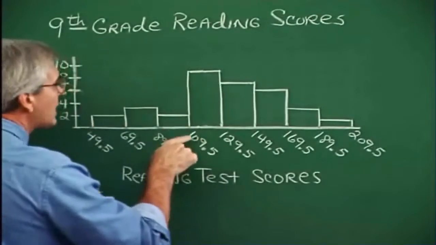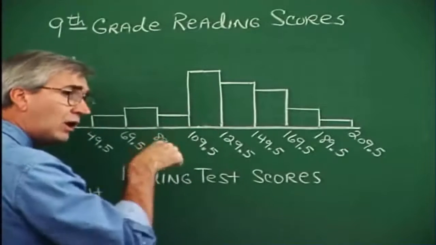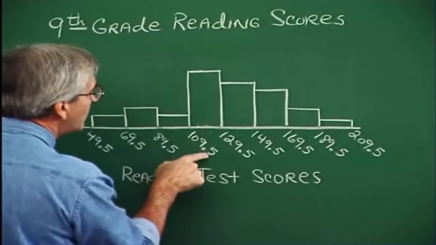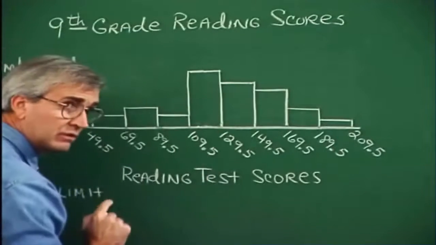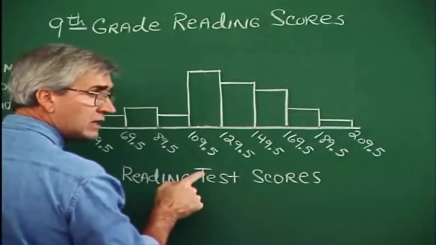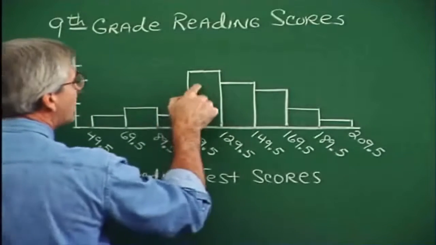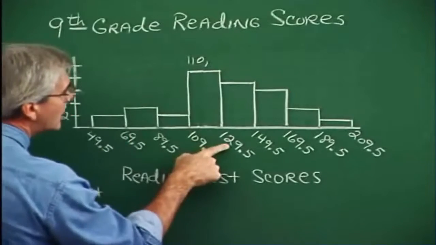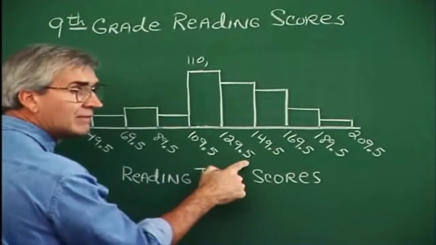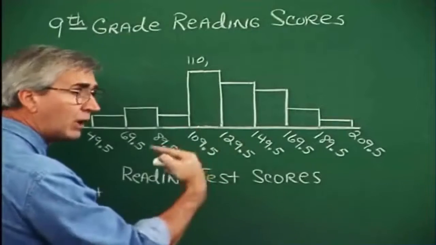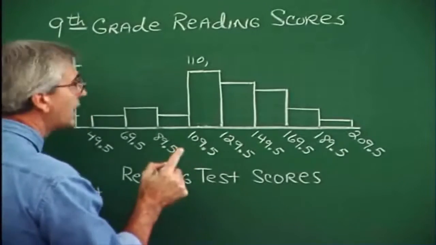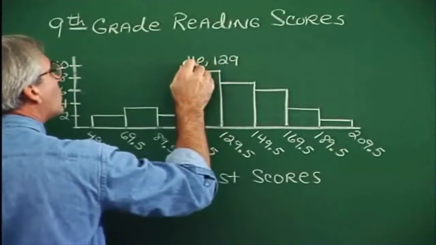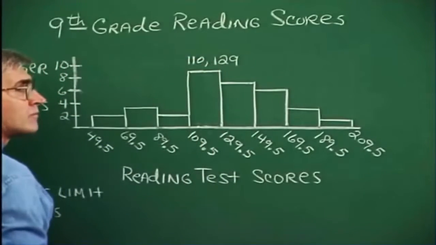Now, lower and upper limit. The lower limit, the smallest test score that can fall within this class, if the boundary is 109.5, the next highest whole number would be 110. So the lower limit here within that class would be 110. Now, what's the upper limit? Well, this goes up to 129.5. The largest whole number that is below 129.5 is 129. So 129 then is the upper limit. So lower limit, upper limit.